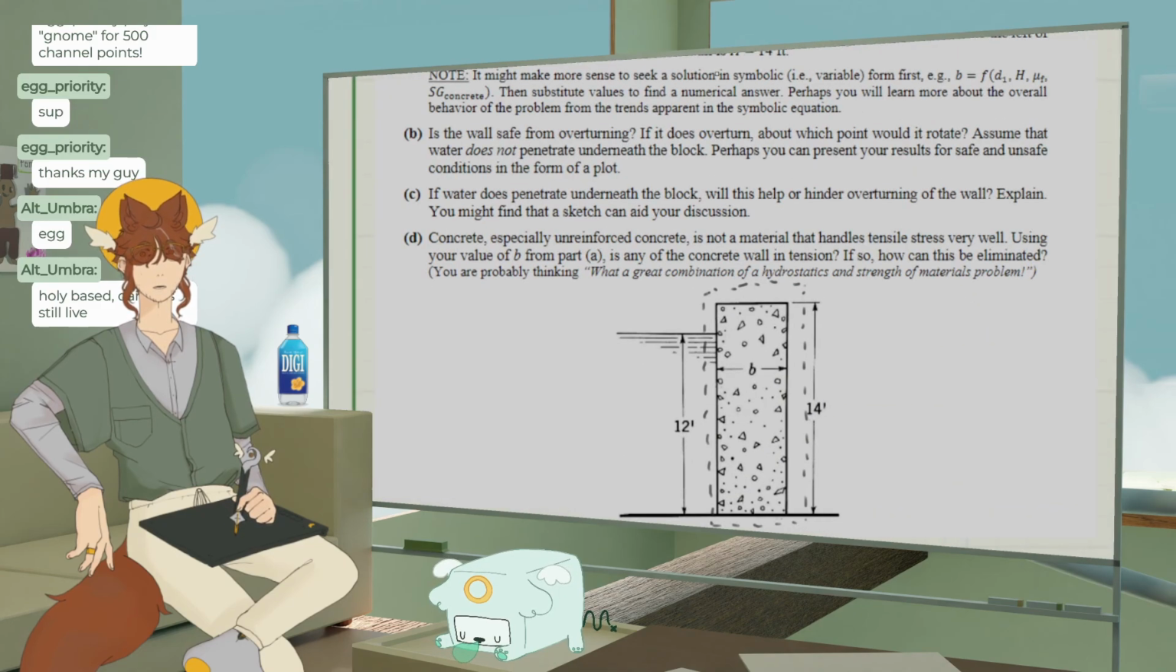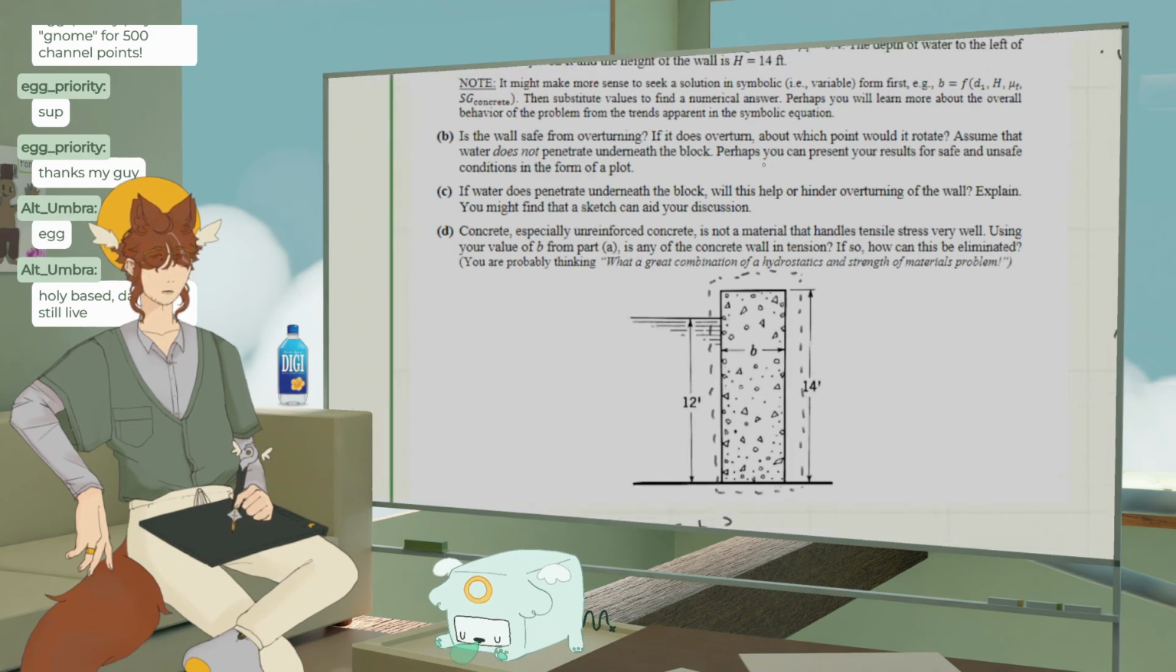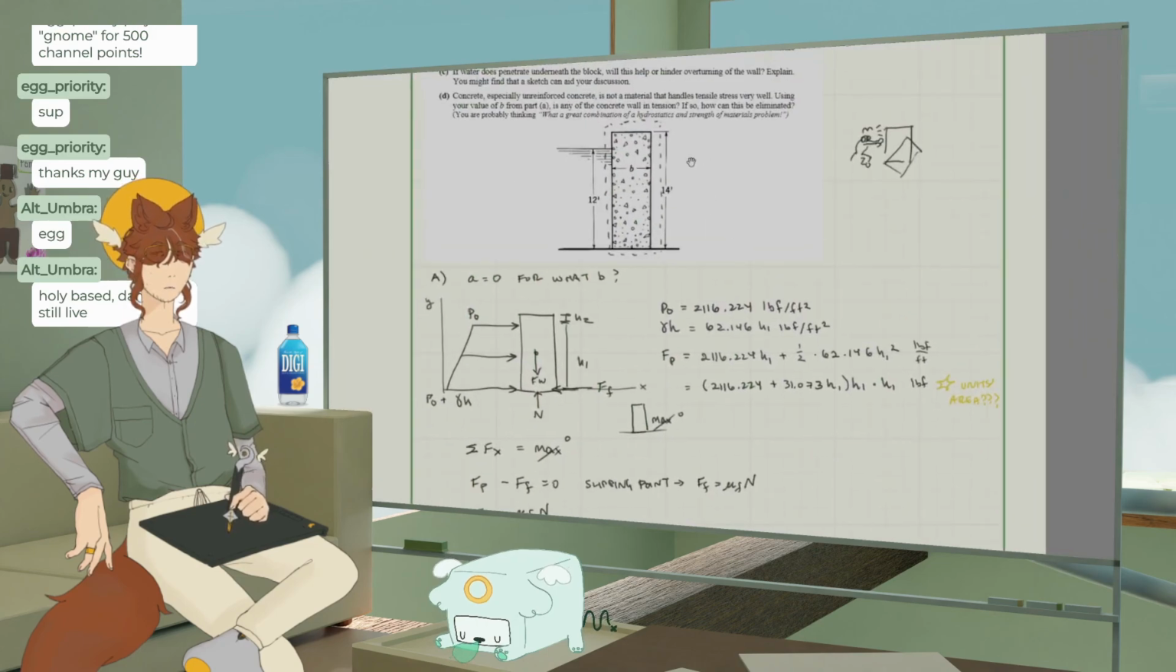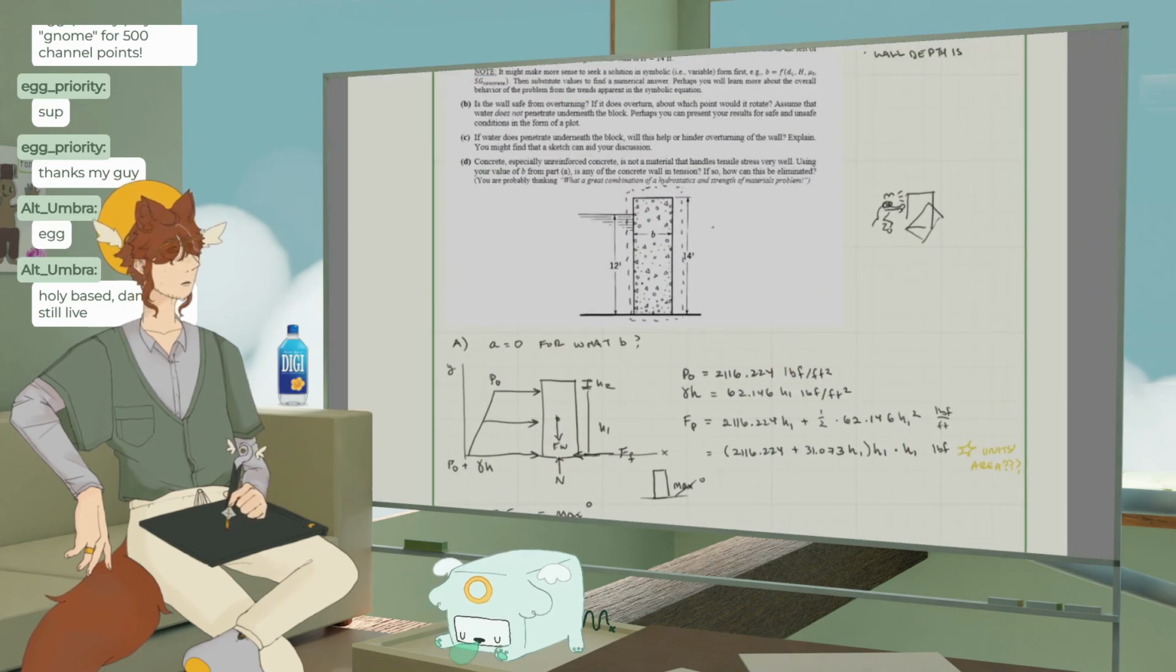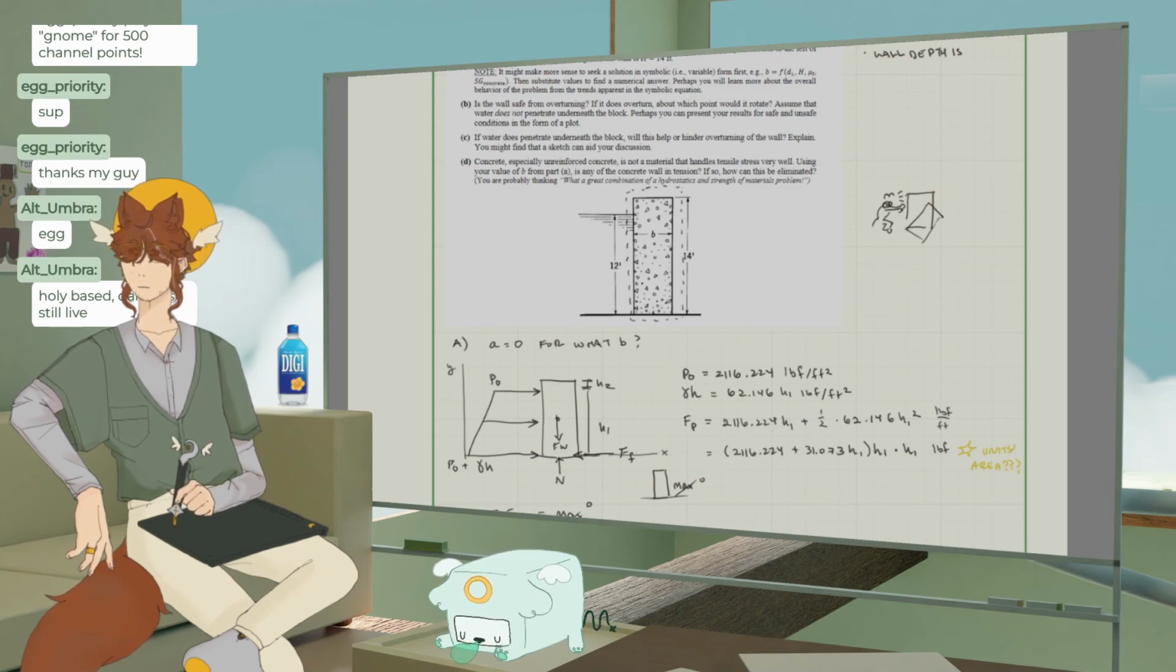Assume that water does not penetrate underneath the block. Perhaps you can present your results for safe and unsafe conditions in the form of a plot. Okay, what would change that? The higher B is, the worse it gets, essentially, because your moment needs to be offset by the weight. That's a fun one. I want to plot that at some point, but not right now. I could plot the whole thing in MATLAB.